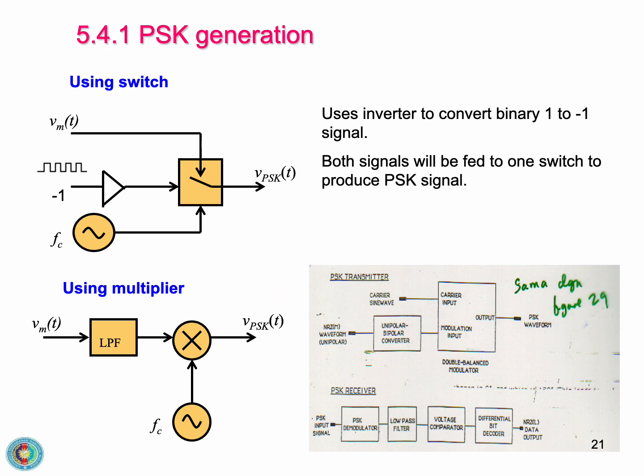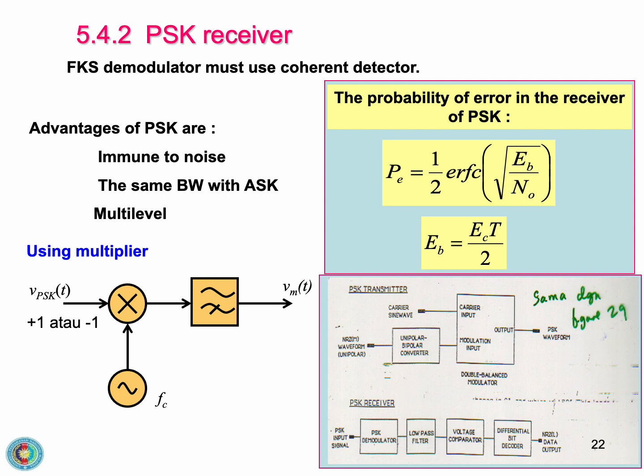Alternatively, a more common method involves a double-balanced modulator. Here, a unipolar to bipolar converter transforms the digital input, which then modulates the carrier, generating the PSK waveform. For accurate demodulation, a PSK receiver must employ a coherent detector, meaning it requires a synchronized local carrier.